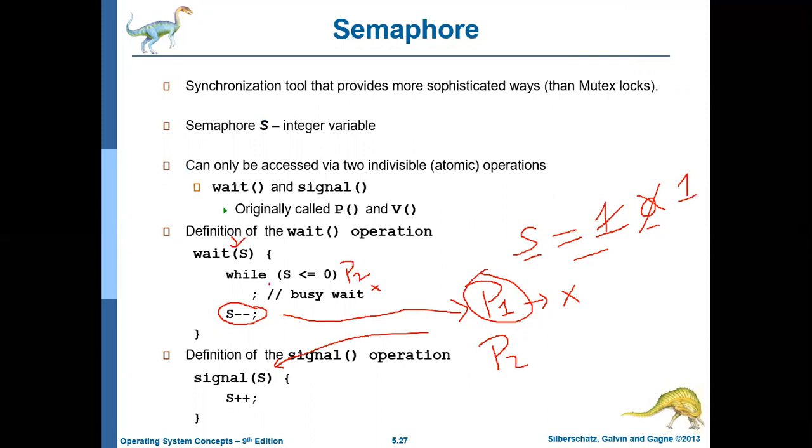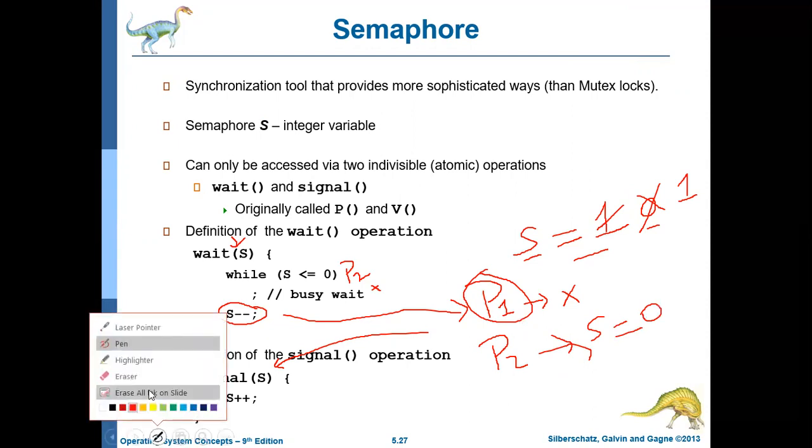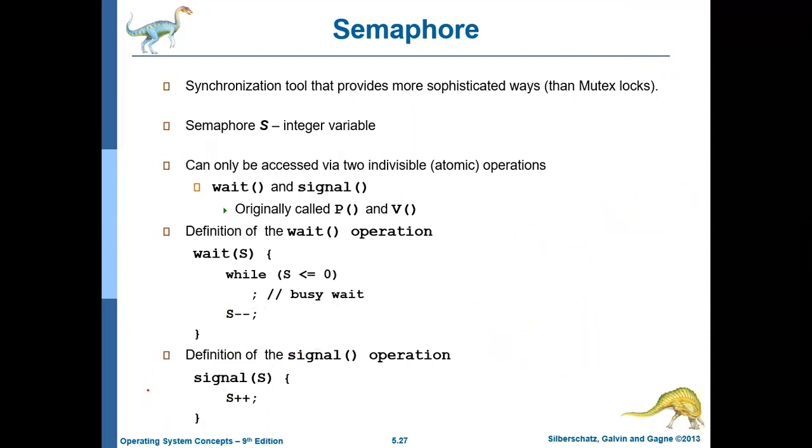Now P2 is busy waiting, and once the resource is released, it will find that S is not less than or equal to 0. So again, P2 will enter and make S 0, and it will enter the critical section. Now if some other process P3 comes, it has to wait. So this is how a binary semaphore works.